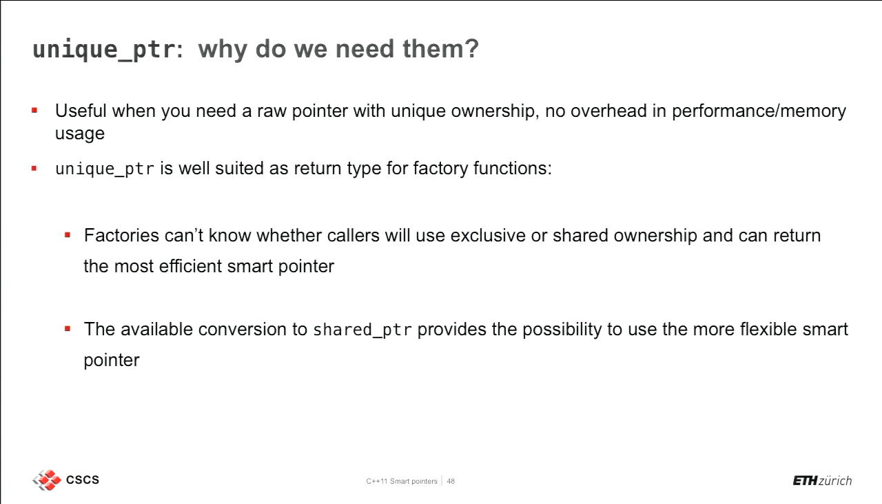So why do we need a unique pointer? The idea of a unique pointer is basically to provide a kind of raw pointer with some additional facilities for the automatic memory management, because they don't have an overhead in performance or memory usage with respect to the raw pointer. So they are basically a raw pointer with some additional facilities that allow you to automatically manage the pointed resource. But otherwise, they are basically the raw pointer.